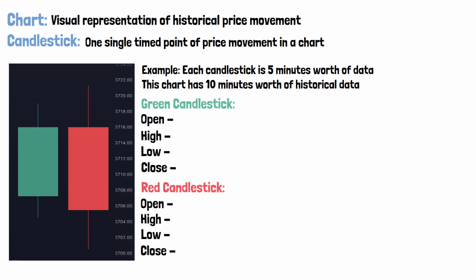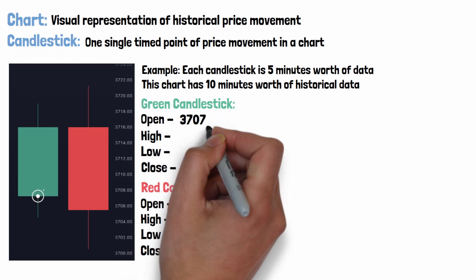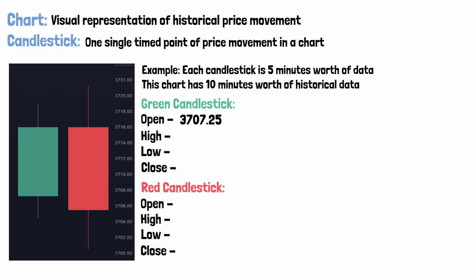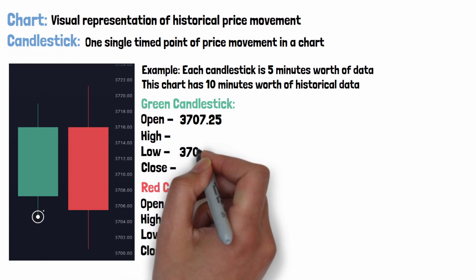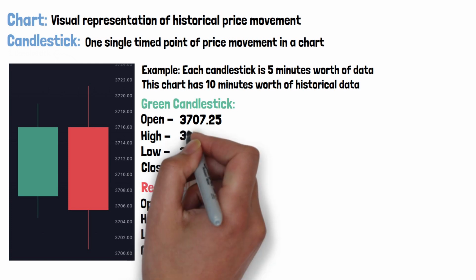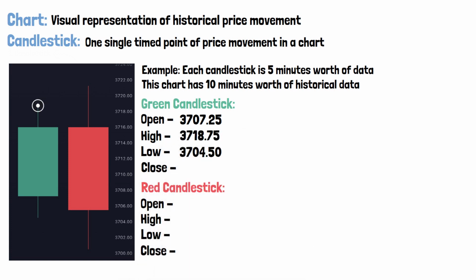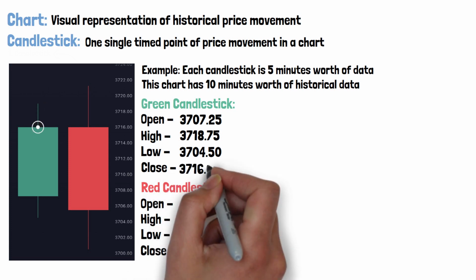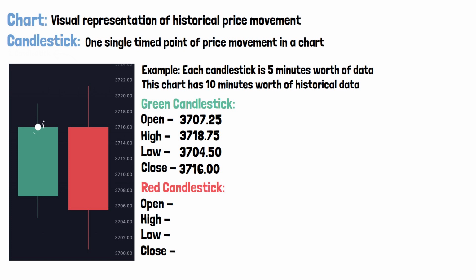So looking at the chart we have, we can see that the green candlestick opened at $3,707.25. Then somewhere along the 5 minutes, it went down to $3,704.50, and then made its way all the way up to $3,718.75, where at the end of the 5 minutes, the candlestick closed when the price was $3,716, which then started the 5-minute timer for our next candle, the red one.